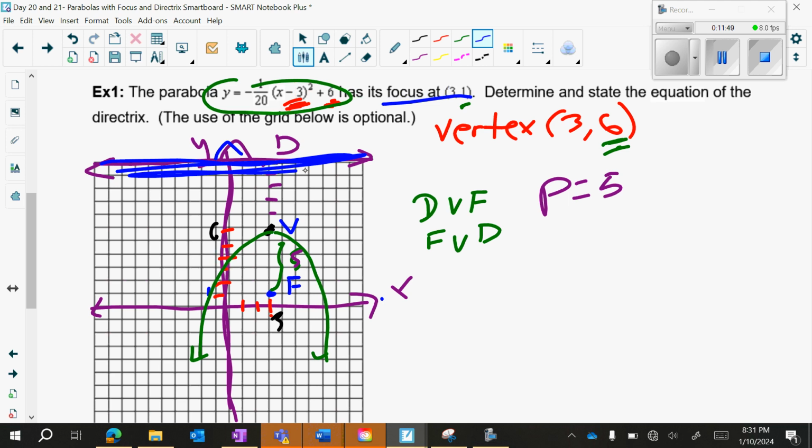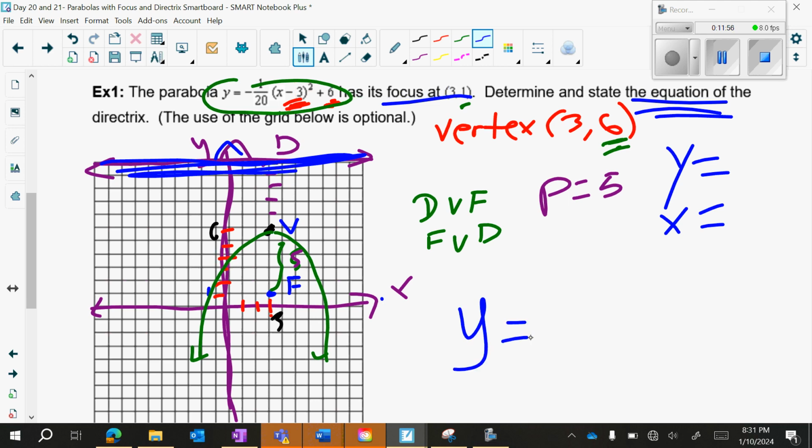So the equation, remember, is either y equals or x equals, right? So in this case, it's y equals. And then if you were to go 5 units up from 6, you would get to 11. So 6 plus 5 equals 11. So this is y equals 11. That is my directrix.